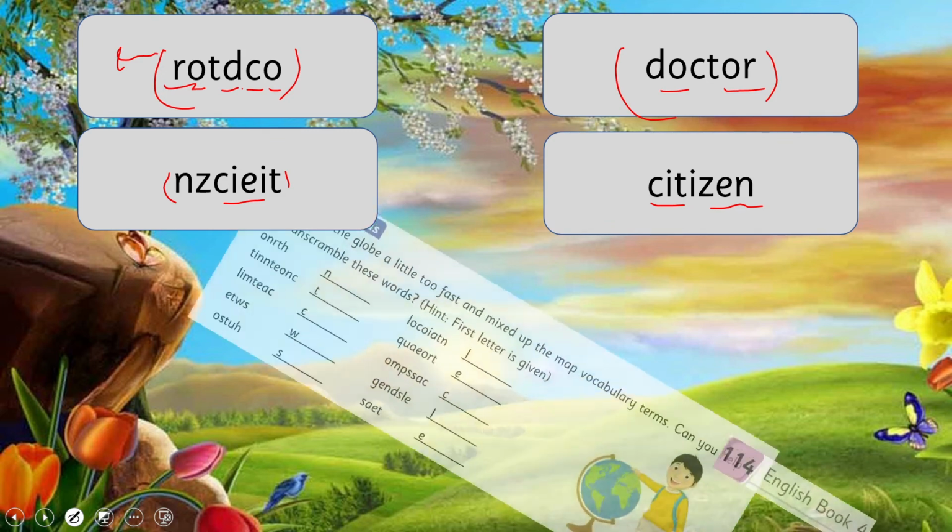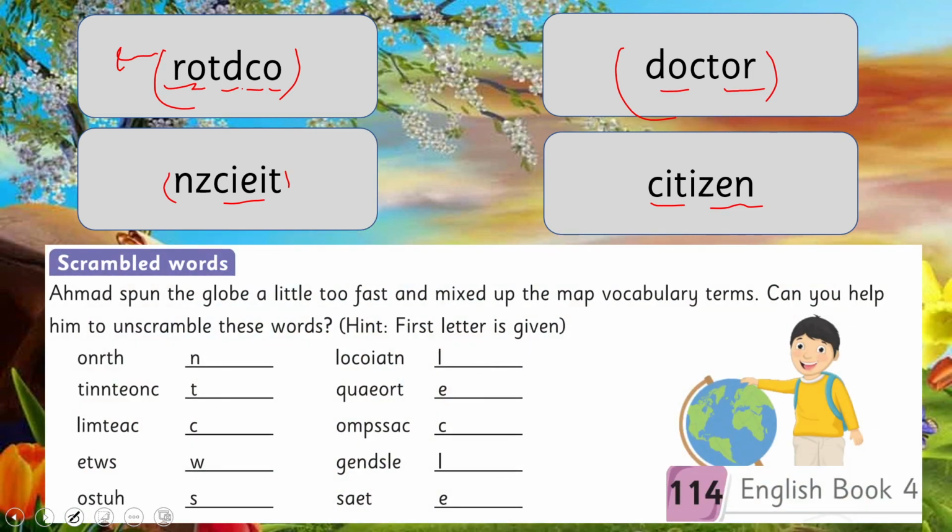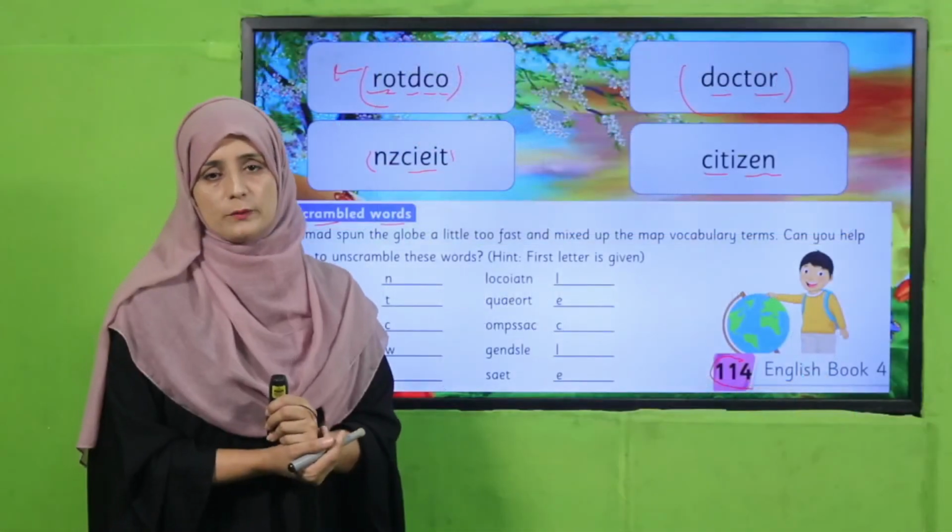So see there, my dear students, open page number 114. My dear teachers, get your class. There are scrambled words. Read out the statement and unscramble all the words, and all these words are related to map keys. So perform this activity in your book and I am waiting for you.